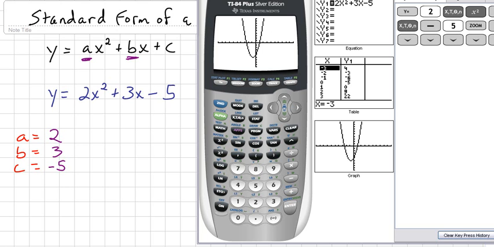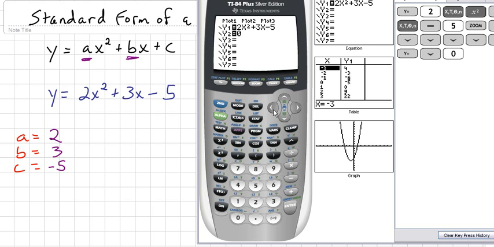There are a couple of things I'm interested in finding out with this. I can find the vertex, which is the bottom of the valley. I can also find the x-intercepts. One technique to find my x-intercepts is to go back to my y menu, and for y2, I go down and plug in the value of 0.